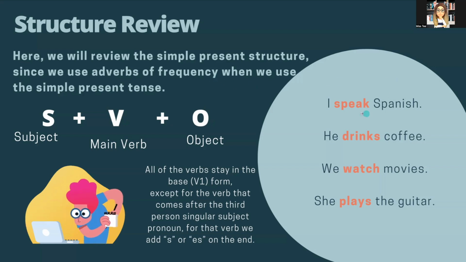But we can see that over here. So, I speak Spanish. I is a subject, speak is the main verb, and the object here is Spanish. And so in this case, we don't have a third person singular pronoun, so we're not going to add the S. But in this one, he drinks coffee. Now we have he is the subject, and this one is the third person singular pronoun. So on the word drink, we do add an S.